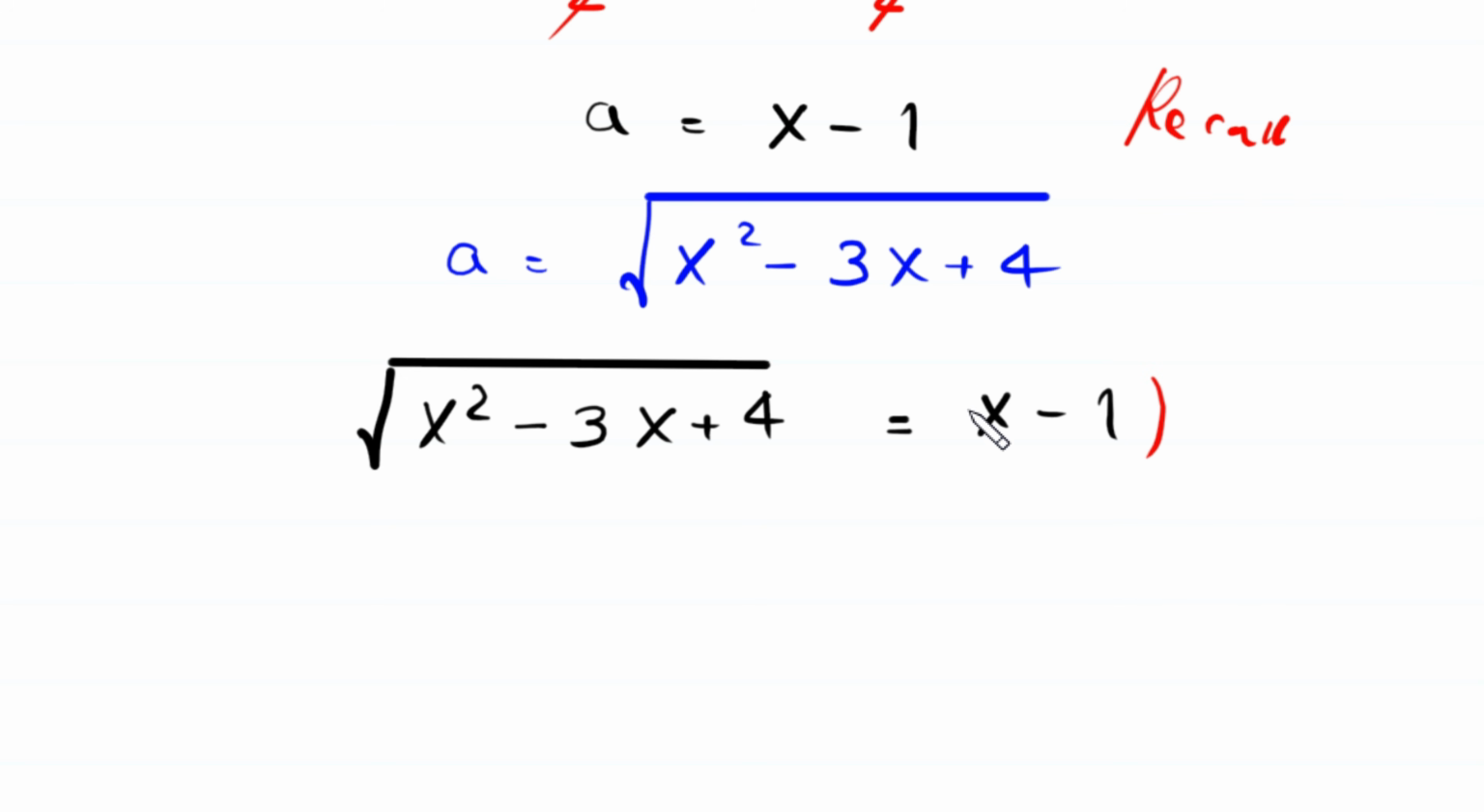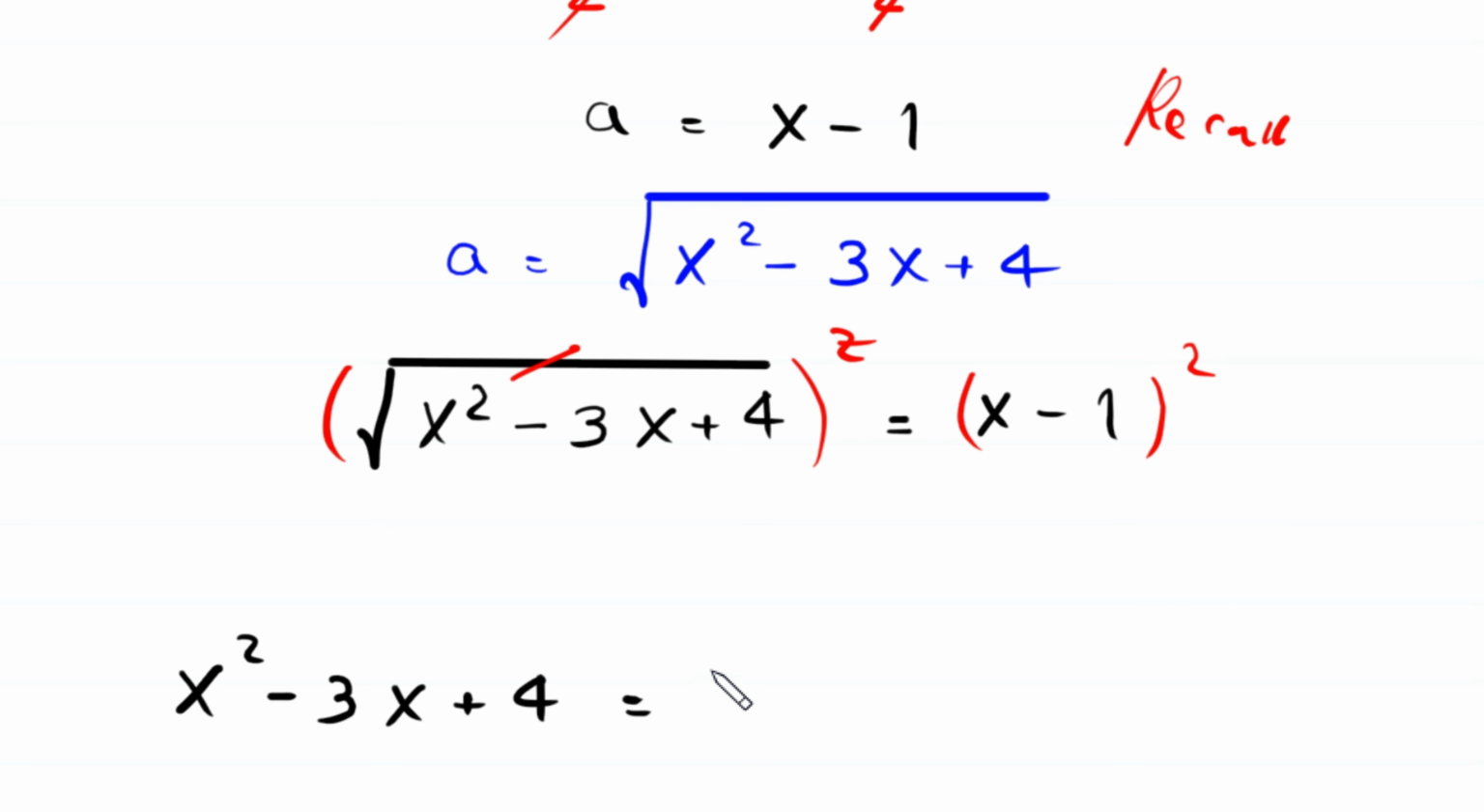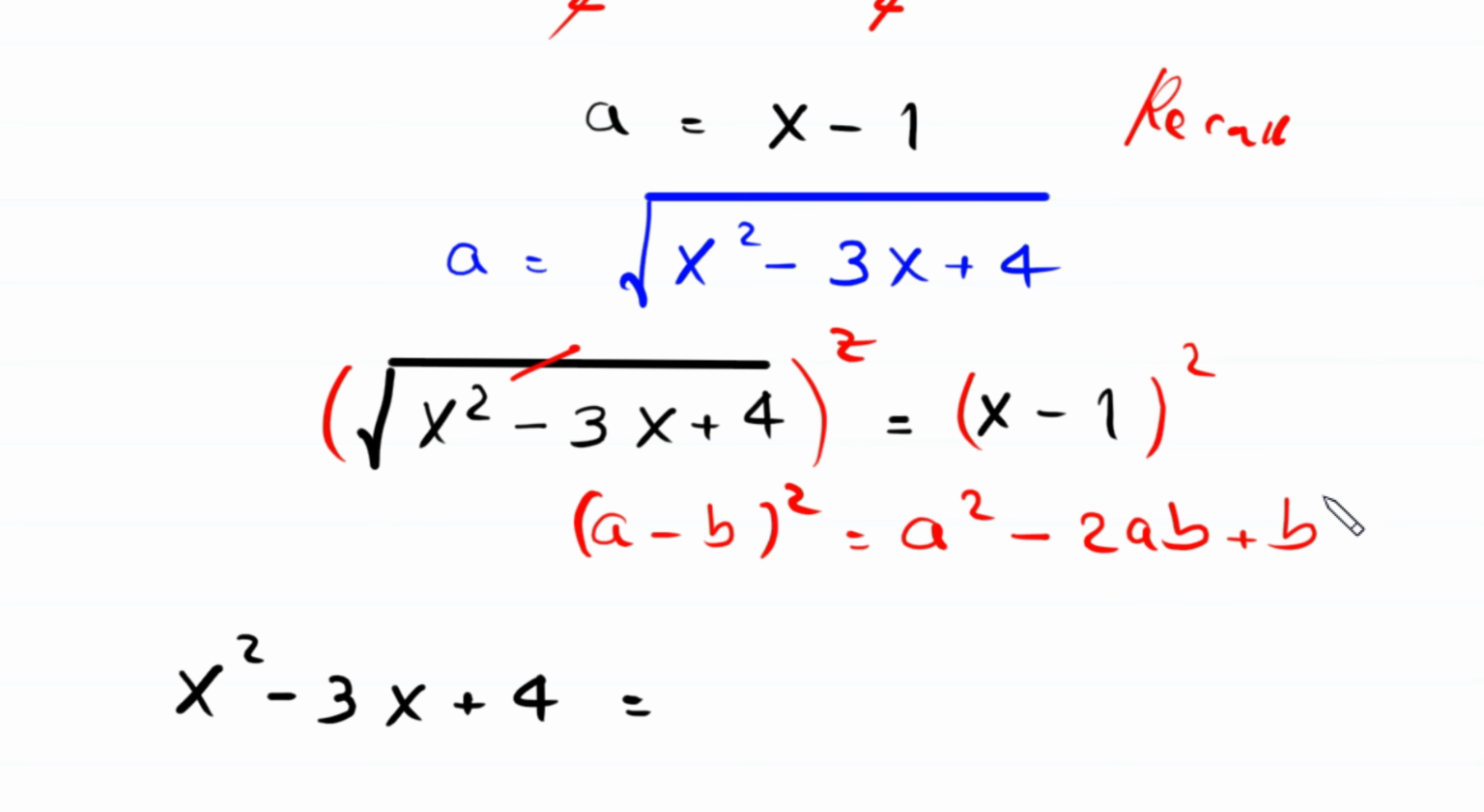We take the square of both sides. This square will be cancelled out with this square root, and the left hand side will become x squared minus 3 times x plus 4 equal to, expand this x minus 1 whole squared by using this algebraic identity, a minus b whole squared equal to a squared minus 2ab plus b squared. This x minus 1 whole squared will become x squared minus 2 times x plus 1.